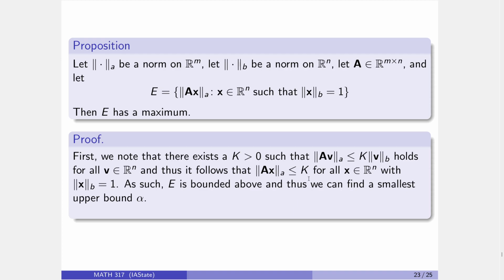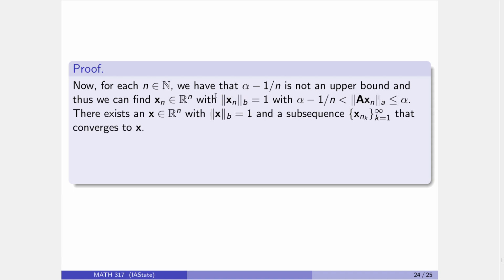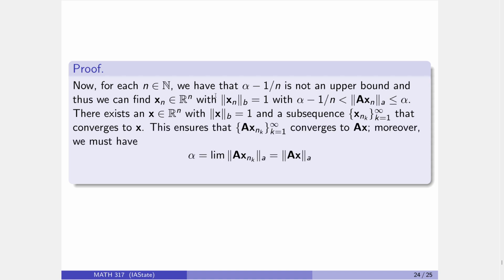So first things first, we immediately see that the set has an upper bound, because we can find a k so that the matrix times any input is bounded by k times the input's length. So for all things with length 1, these are always less than or equal to k, so it's bounded above, which means that there's a smallest upper bound we can find. I claim that that is the maximum. Now, of course, you need to verify that it's actually in the set, so that's what we're going to do. We're going to find an x so that A times x is equal to alpha.